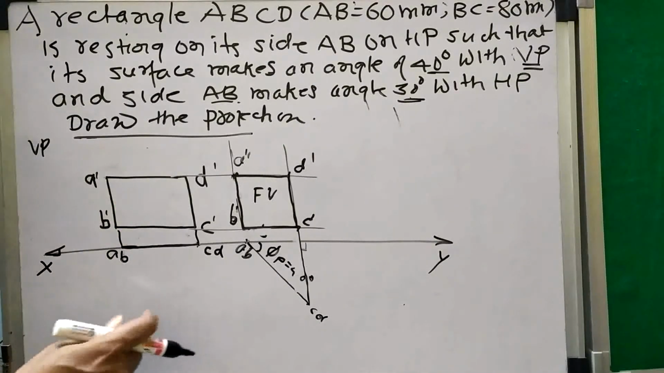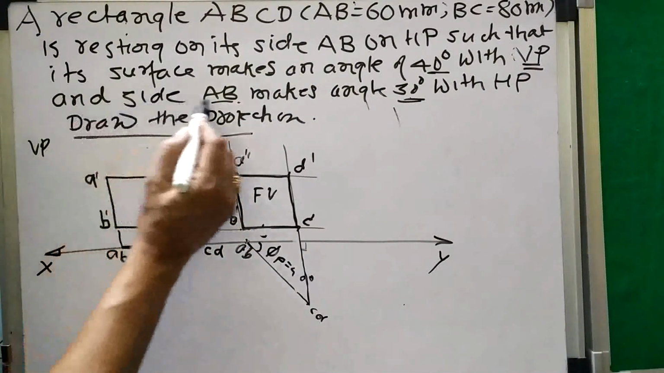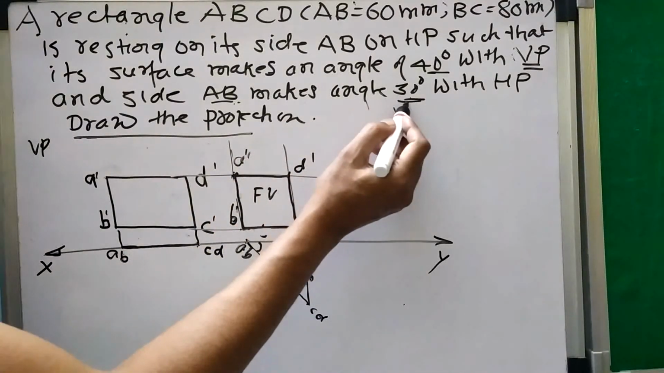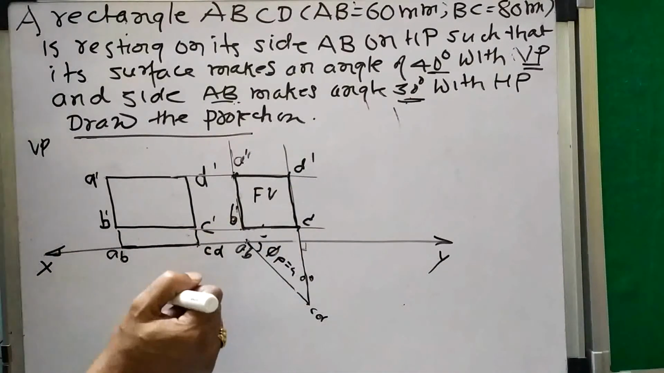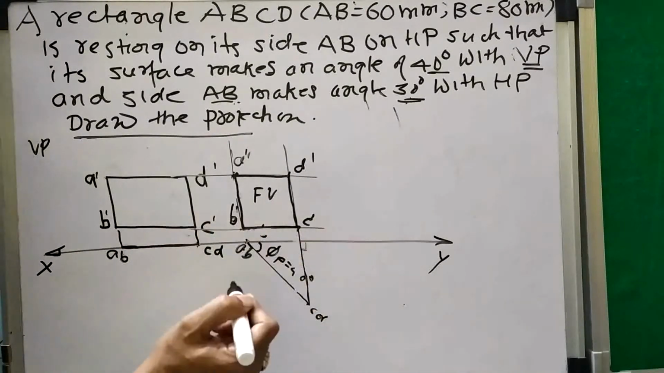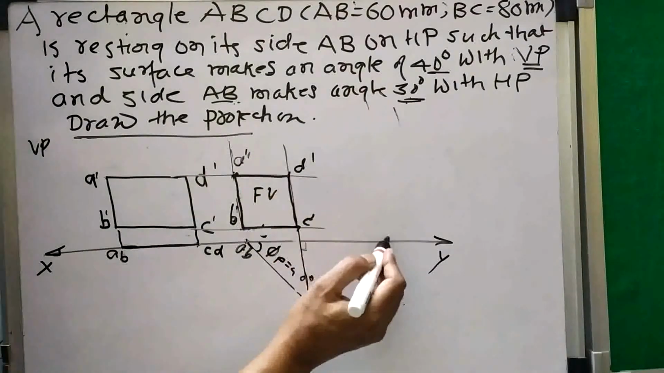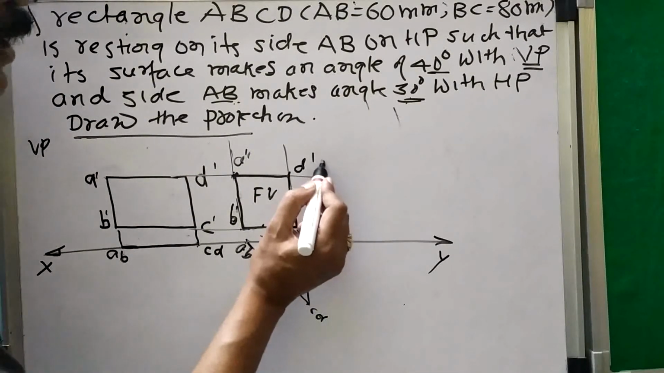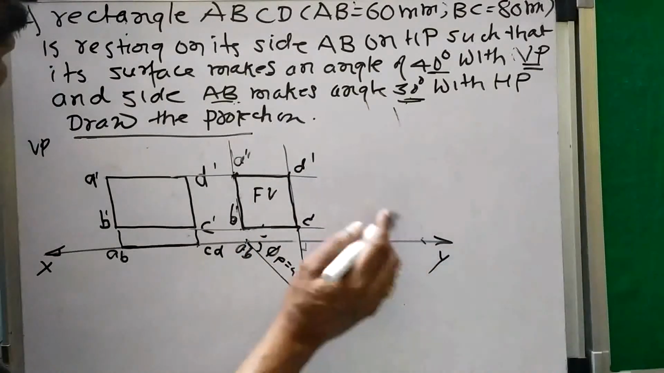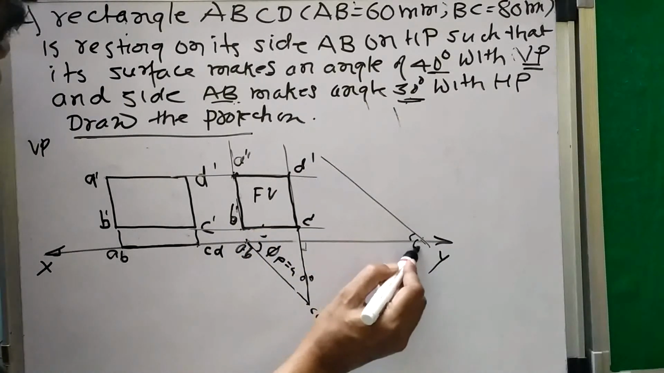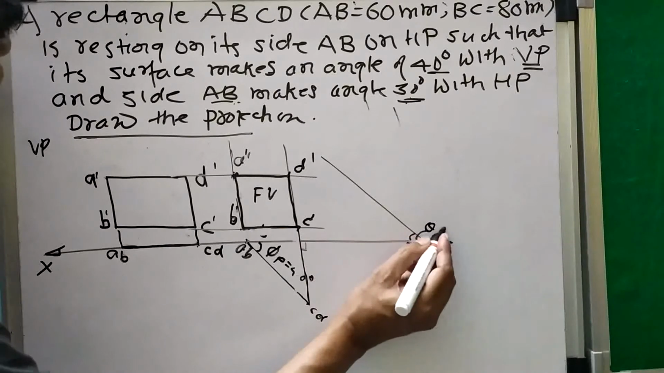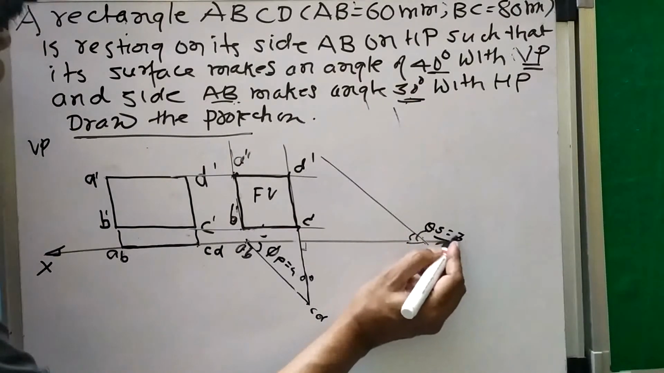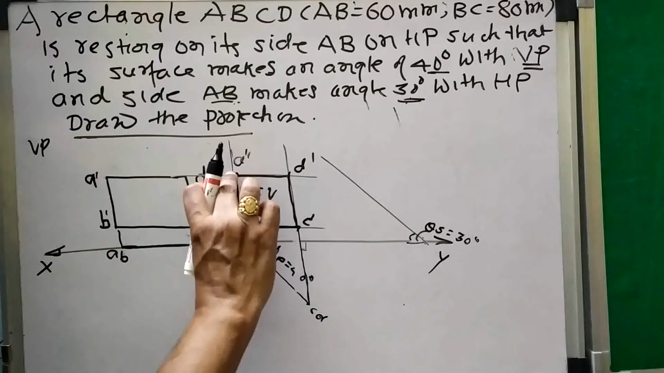Now the next condition: the resting side AB makes an angle of 30 degrees with HP. The HP inclination appears in the VP, right? Theta is in the VP. So I will make this side inclination theta. I will take this inclination, any line here, theta. This is the side inclination, so theta s. So this angle theta s is equal to 30 degrees, and on this I will cut somewhere.